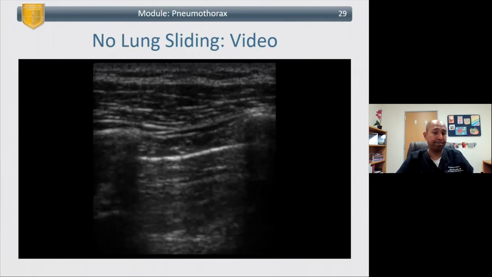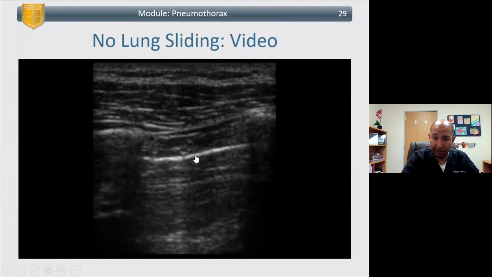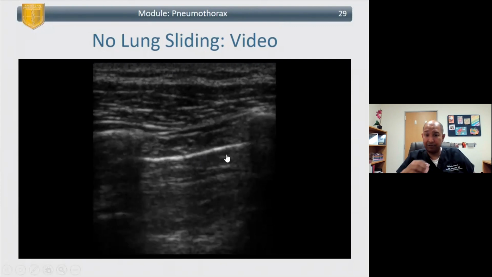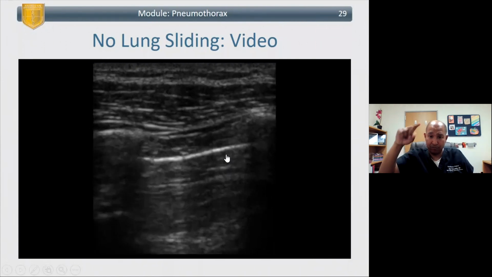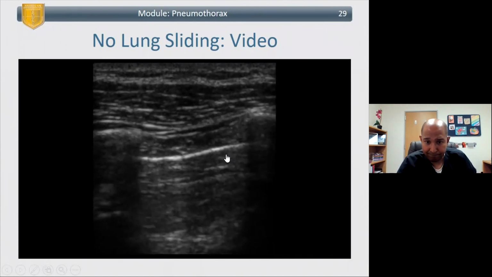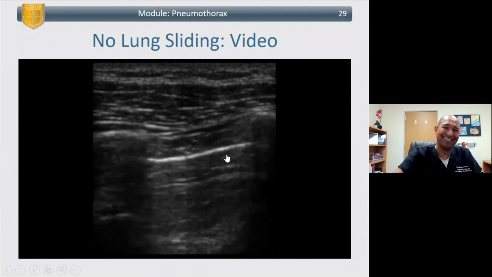So look at a lot of these. Here's going to be the bat wing sign. Here's going to be the shadow of the ribs on both sides. Here's that hyperechoic line over here. And literally you could stare at it. There's no little ants on the string over there. This patient has a what? Pneumothorax. Most likely have a pneumothorax.